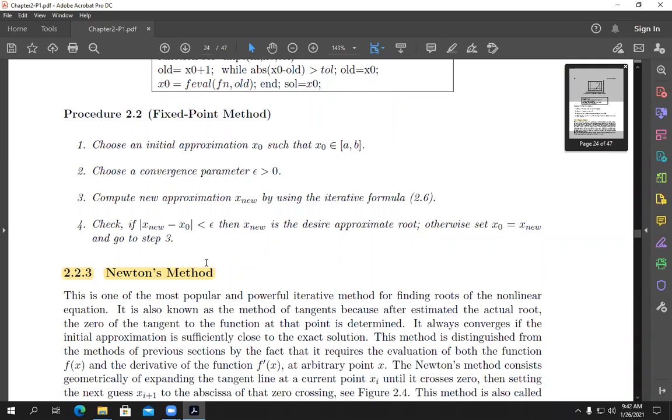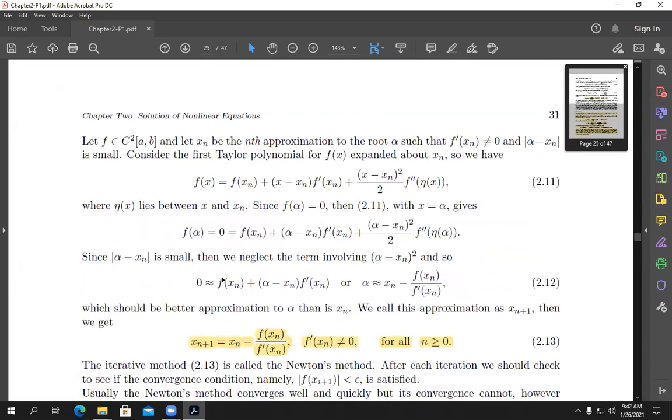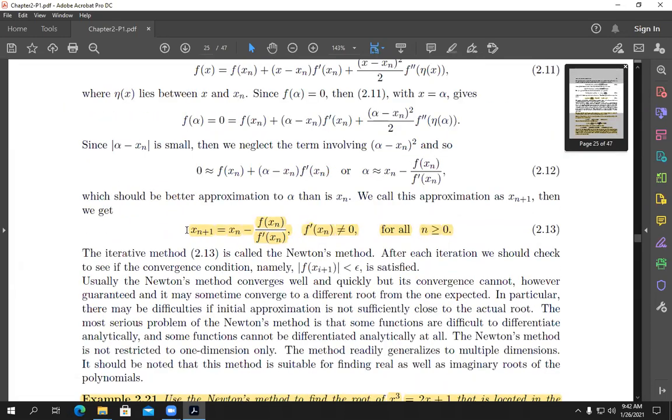But the bad point of the Newton method is what? There is no guarantee. Maybe it converges, maybe it diverges. Bisection was what? Bisection always converged, but very slowly. But Newton is very fast, but with no guarantee. And what is the Newton formula? This is the Newton formula: x_{n+1} equals x_n minus f of x_n divided by f dash of x_n.